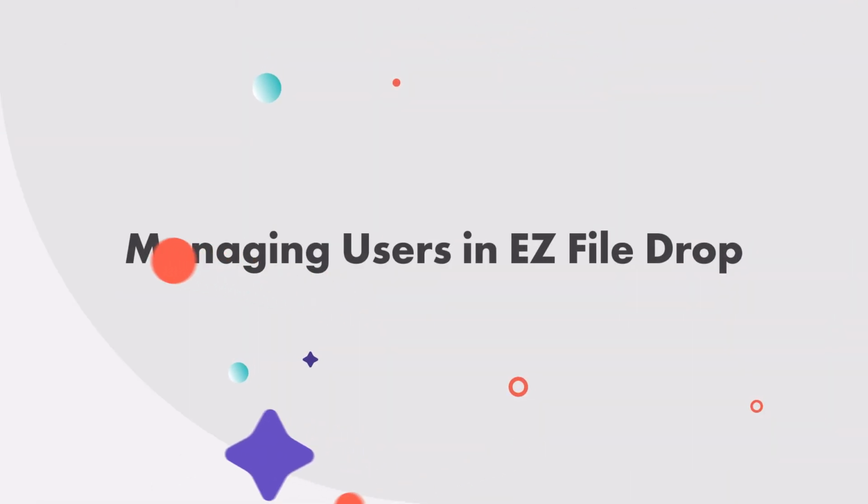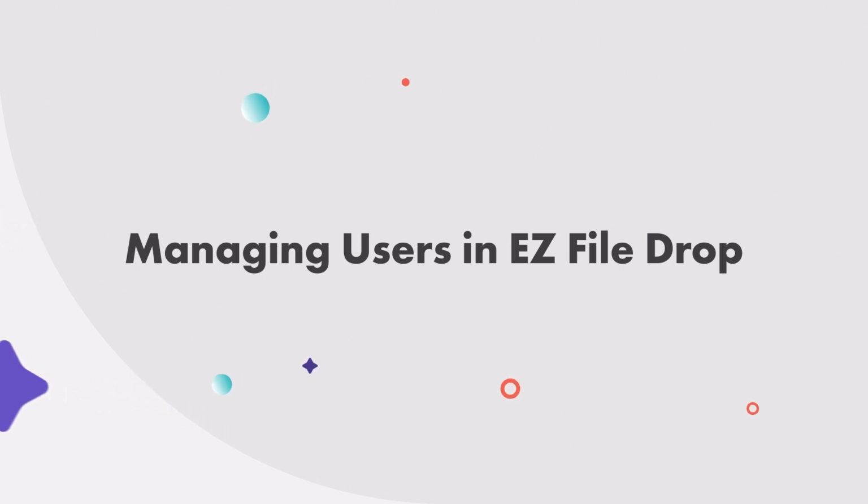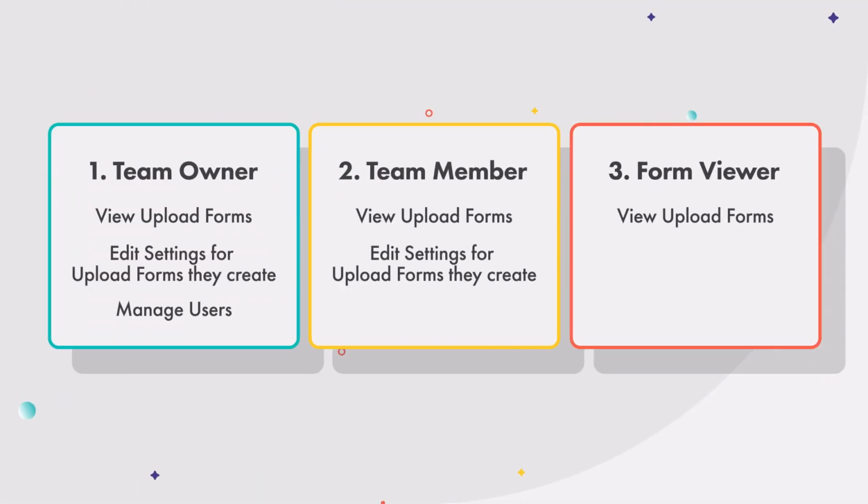In this video, we're going to explain the different types of users in EasyFileDrop and show how to manage those users within the app. Let's start at the top. There are three different types of users in EasyFileDrop: Team Owner, Team Member, and Form Viewer.